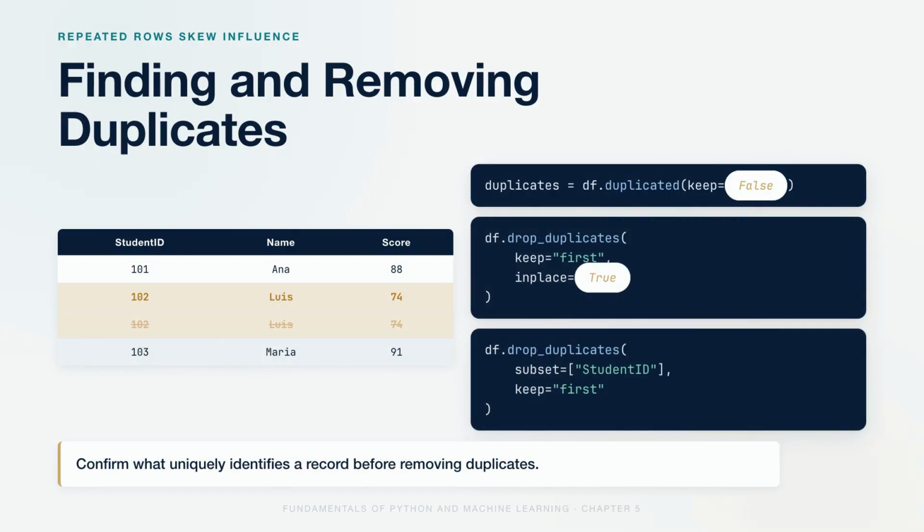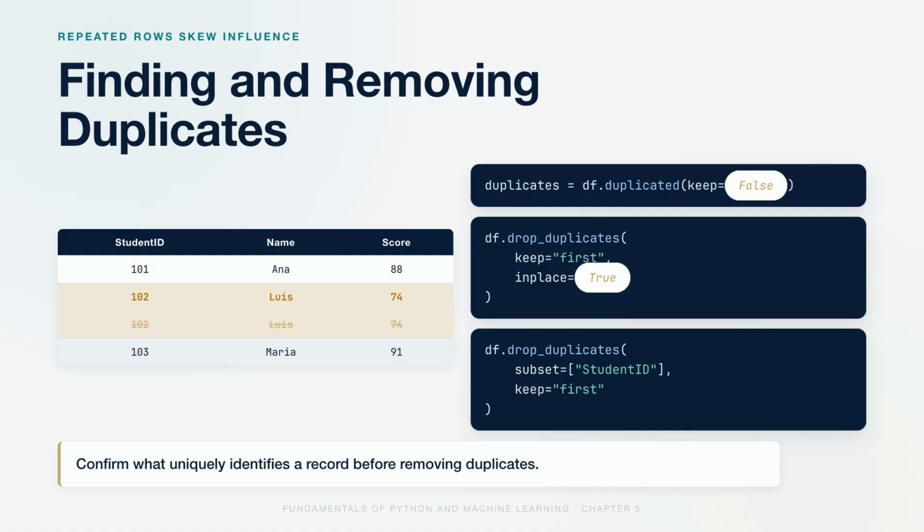Duplicated records can cause some observations to have more influence than intended. Pandas provides a duplicated method to identify repeated rows. Using keep=False marks every occurrence of a duplicated row, which can help us inspect the records before deleting anything.